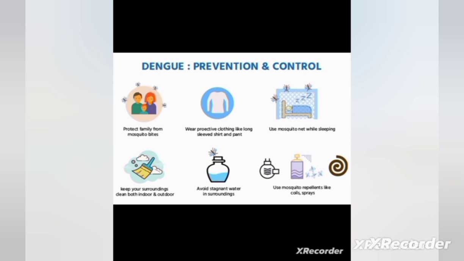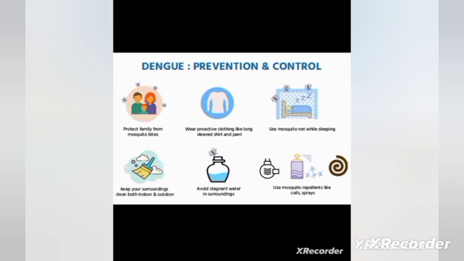Then keep your surroundings clean, both indoor and outdoor. If the surroundings are clean, there will not be a mosquito breeding environment, so there will be a reduction in mosquitoes. Then avoid stagnant water in the surroundings. In stagnant water, the mosquito will lay eggs, and they will become larvae and then become mosquitoes. So we have to avoid stagnant water.